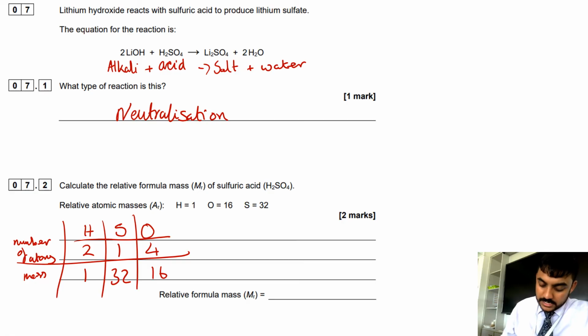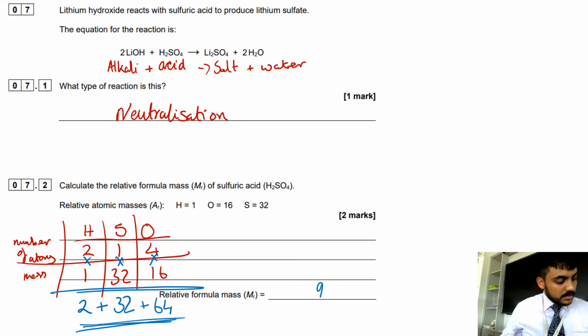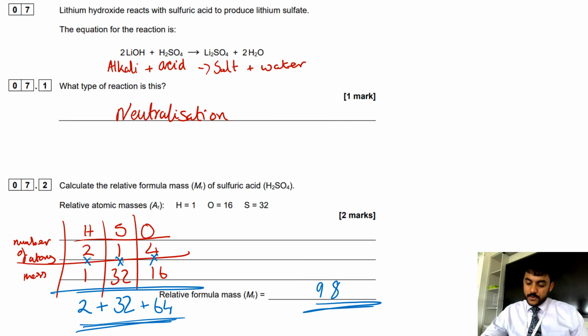To find the masses of this all together, you have to do 2 times 1, which is 2, plus 1 times 32, which is 32, plus 4 times 16, which is 64. Now, adding all 3 of these numbers together will get you 98. Am I right? 98, yeah. And that is how you find the mass of sulfuric acid. You use the number of atoms and the mass provided, and you times the number of atoms by the mass to find the total relative formula mass.